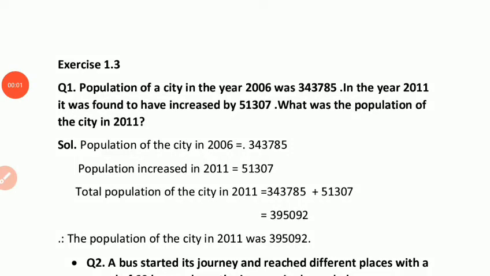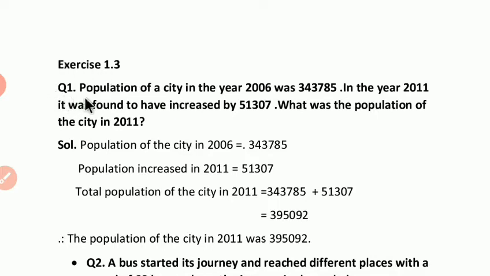Good morning, students. As we have already studied larger numbers and their units in our previous class, today we are going to discuss some questions based on that. So let us start our Exercise 1.3.